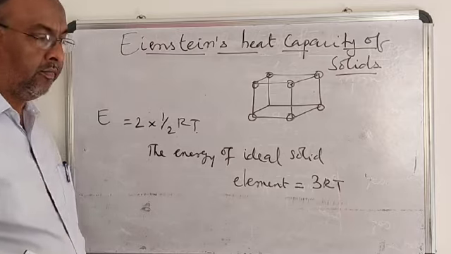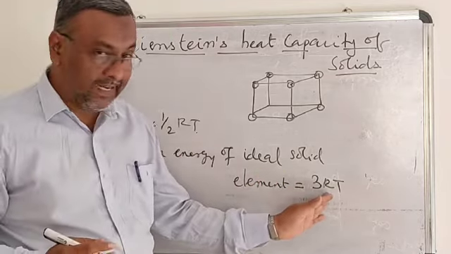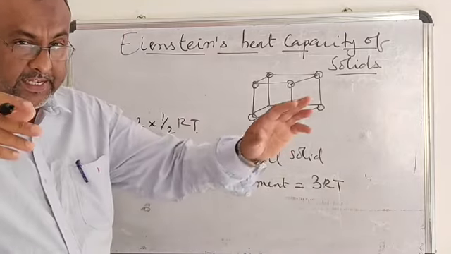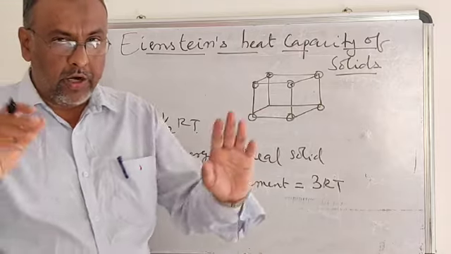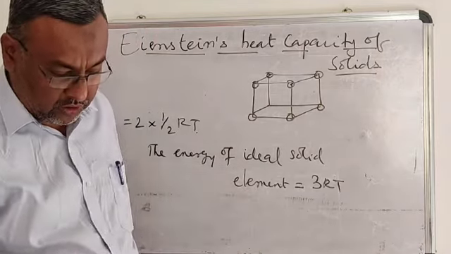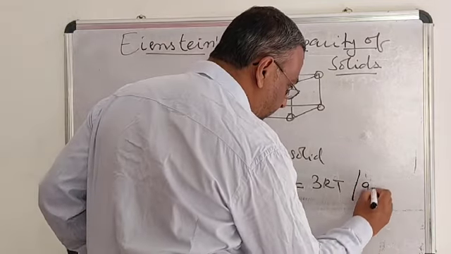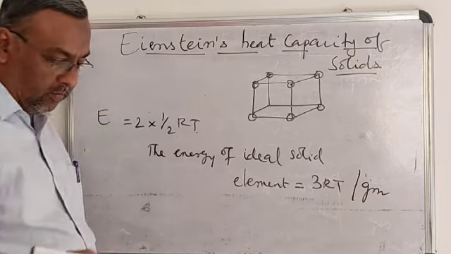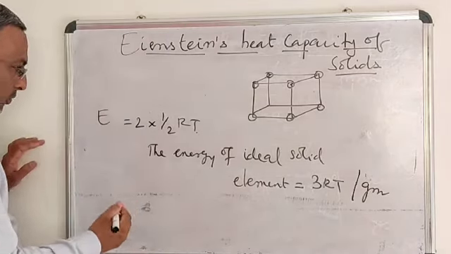That is 1 RT in each direction. In all the three directions, they are vibrating in an independent fashion, in harmonic motion. So therefore, the energy of an ideal solid will be equal to 3 RT per gram atom or per mole.